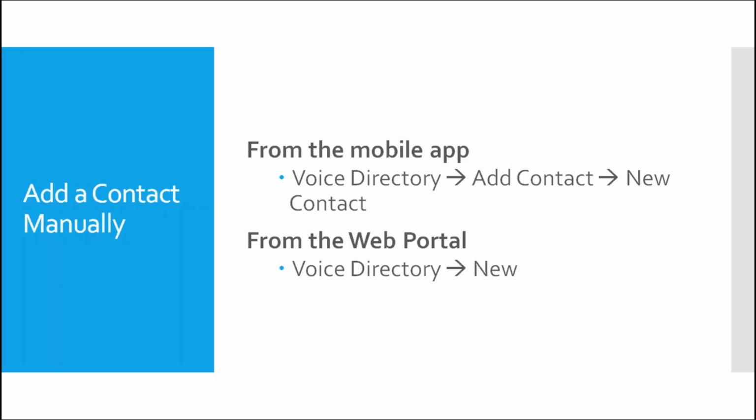Next, you enter the contact's information, including his or her name, email, and phone numbers, and tap Apply at the top right corner. You can also add contacts manually from the web portal by clicking again on Voice Directory, which is the fourth option in the main menu on the left. You will be automatically directed to the Personal Contacts tab, and from there you click on New to manually add a contact. On the next page, you enter the contact's information. Again, name, email, phone numbers, contact group you wish to add them to, and address, language, etc., and you click Submit.